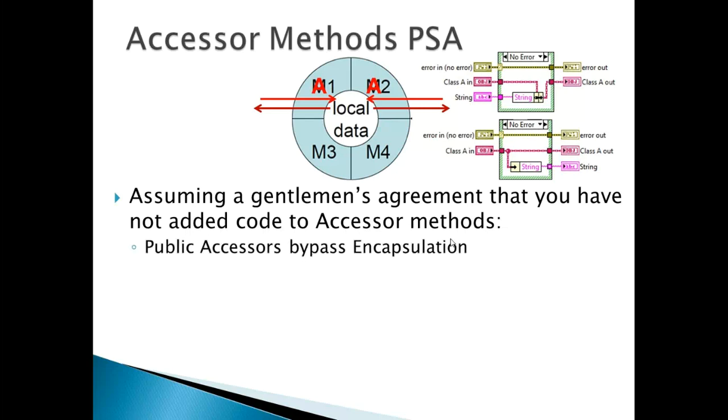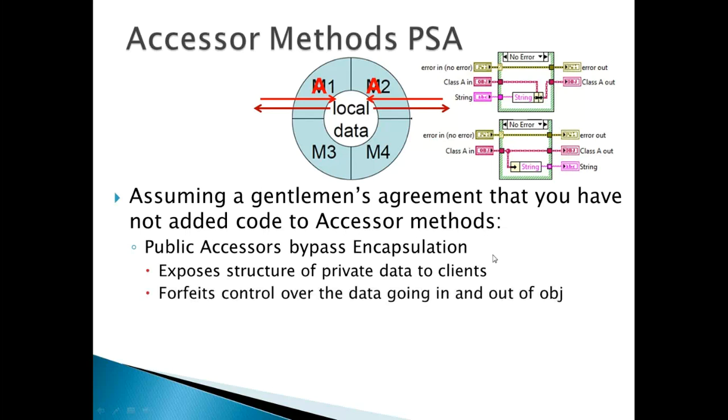But accessor methods in general, they break down that encapsulation, because generally accessors are public, so everybody has direct access to your data. It starts to expose the structure of the data, which can make refactoring harder in the future. It forfeits that control that you had previously with methods for the data going in and out.